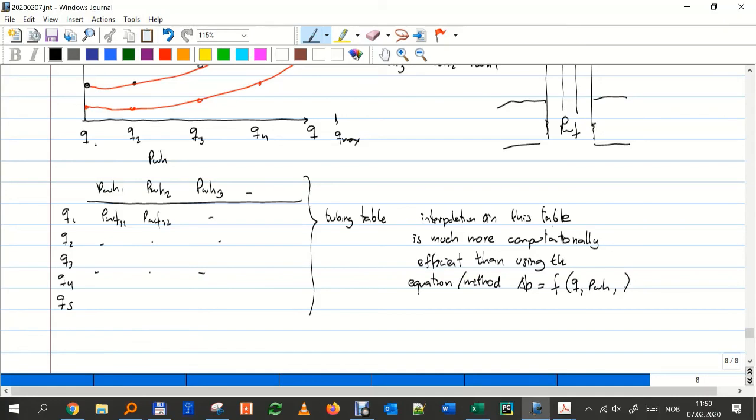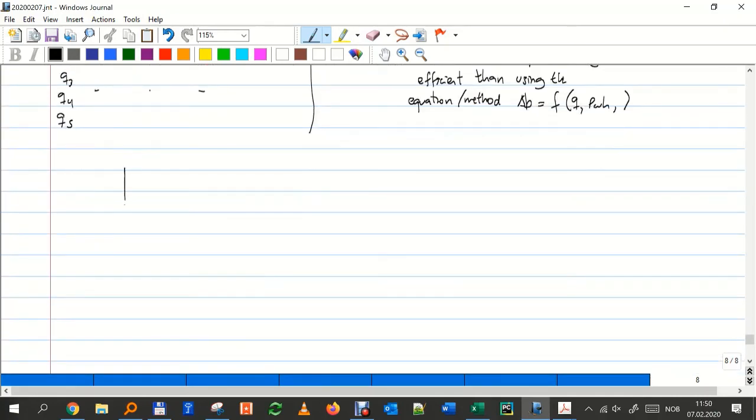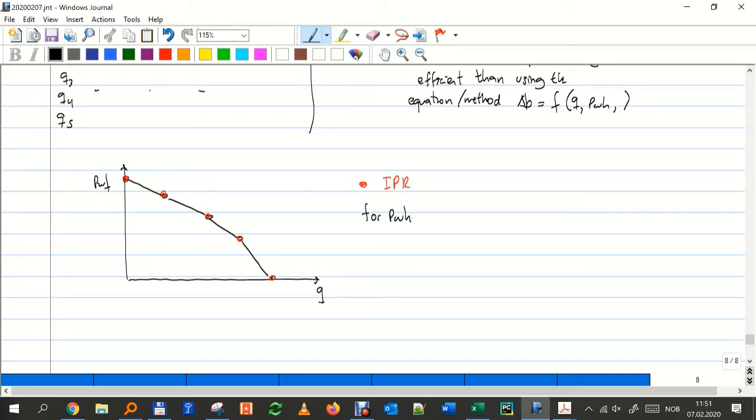So how will you use that table now, I ask you, to find flow equilibrium? You have the IPR, PWF and Q, and actually Prosper also used a series of points for the IPR. So this color is the IPR. I have a series of points where I have interpolation. And how do I find now the equilibrium for PWH equal, for example, PWH1?